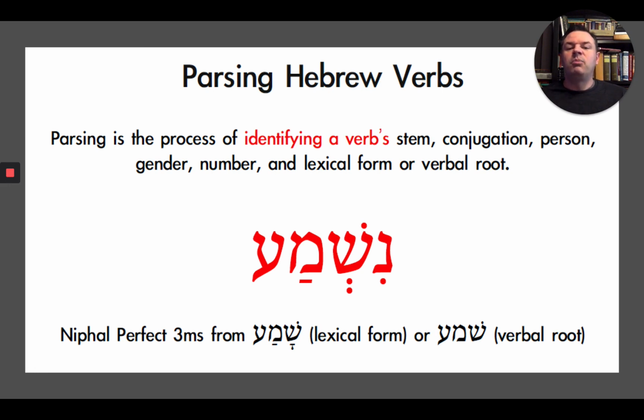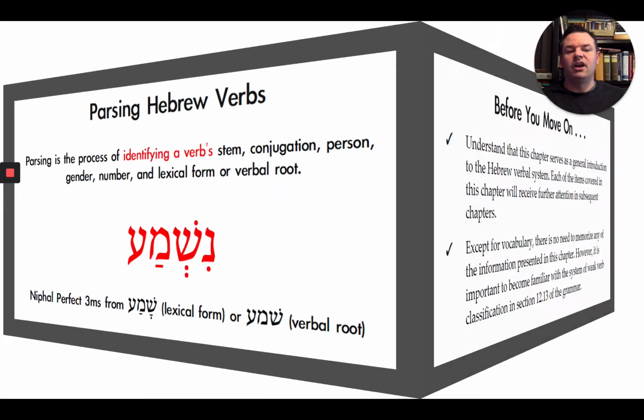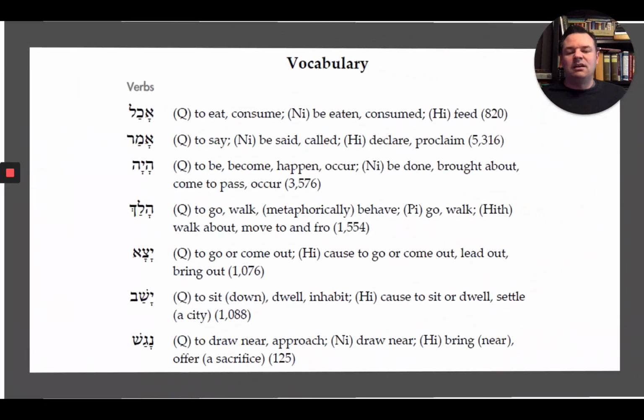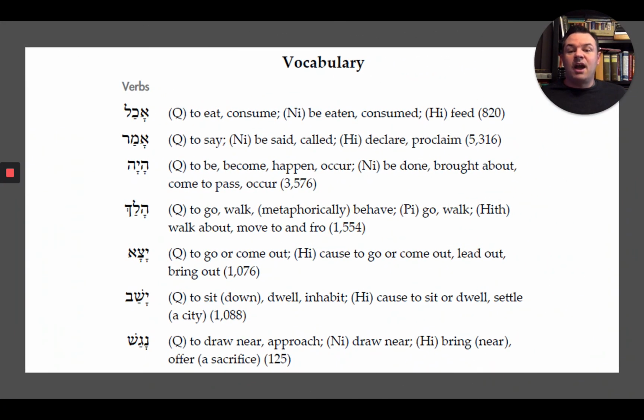So parsing a verb is identifying the stem, the conjugation or the form, the person, gender, number, and then the lexical form or verbal root of the word. So before you move on, don't think that you have to memorize everything. You don't have to. This is just a general introduction of the stuff that the verbs are talking about. And except for the vocabulary, just know that all of these things are going to be mentioned again. So let's look at some vocabulary.